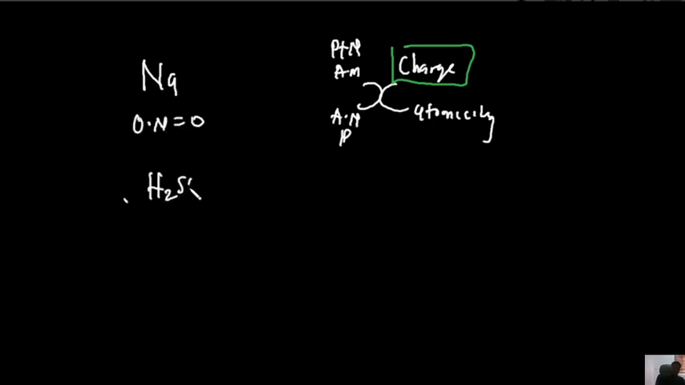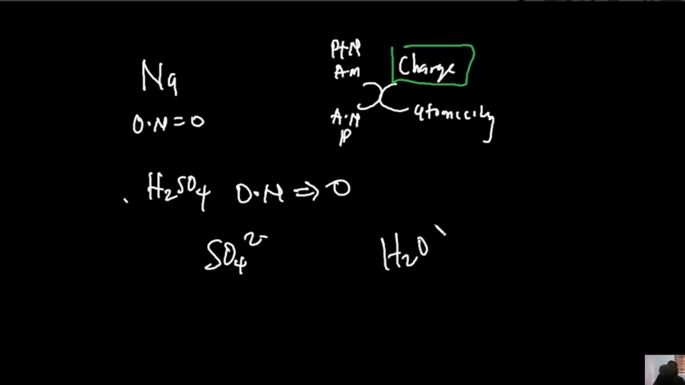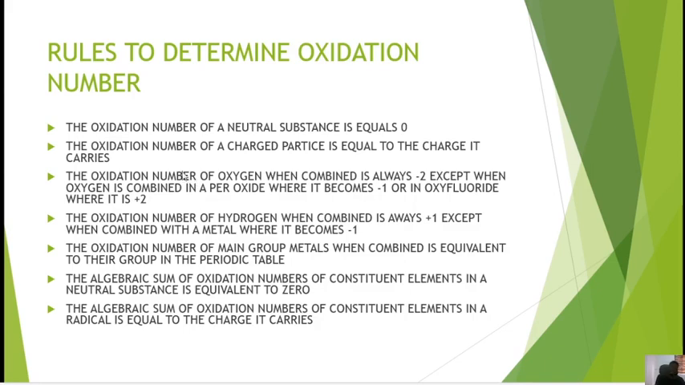If I write H2SO4, because there is no charge in the whole molecule, the oxidation number of the whole molecule is equal to 0. If I write SO4 2 minus, is this neutral? No. So the implication is that the oxidation number of this one is not equal to 0. However, once you write any other substance and you notice that there is no charge, it means that the oxidation number is equal to 0. Okay, so let's go to rule 2.